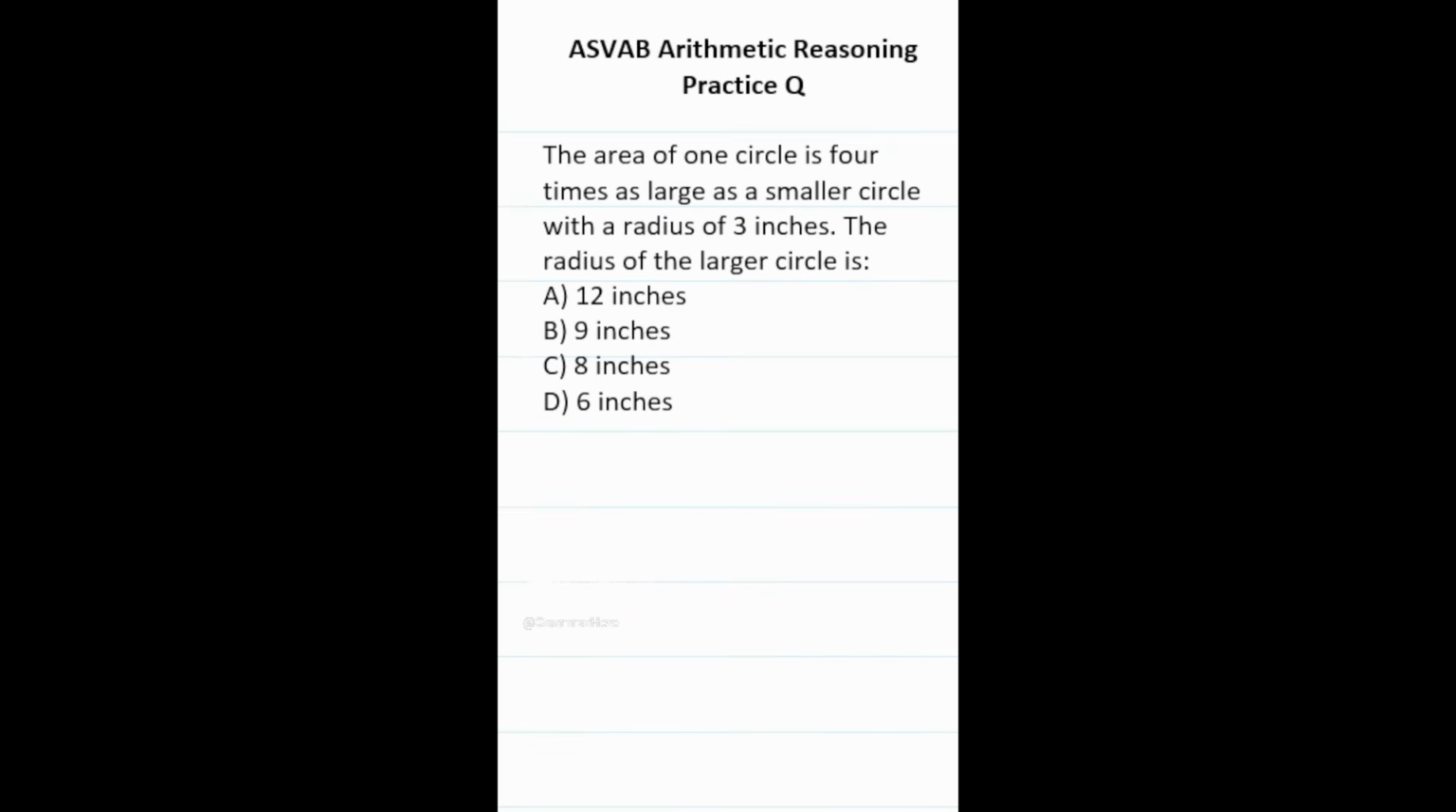This ASVAB PiCAT arithmetic reasoning practice test question says this: the area of one circle is 4 times as large as a smaller circle with a radius of 3 inches. The radius of the larger circle is. So we're talking about area of circles. That's going to be area equals pi r squared.